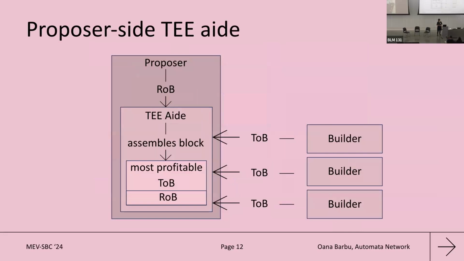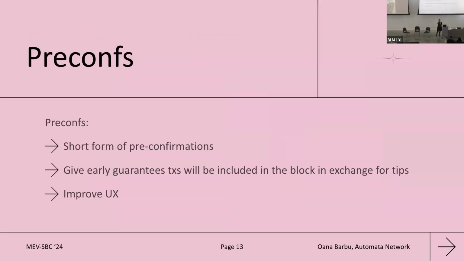And then in the case of proposer side TEE aid, each builder connects directly to the TEE aid that runs on the proposer. The TEE aid will assemble the block using the most profitable TOB that it received. And again, due to the confidentiality guarantees of the TEE, the builder can rest assured that the TEE aid will not unbundle this block.